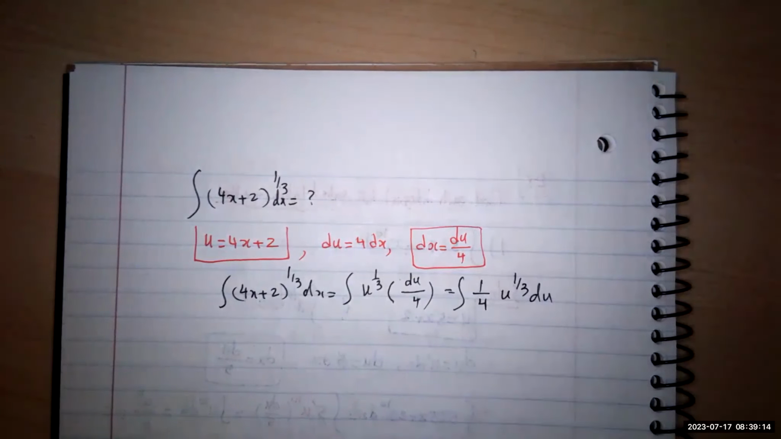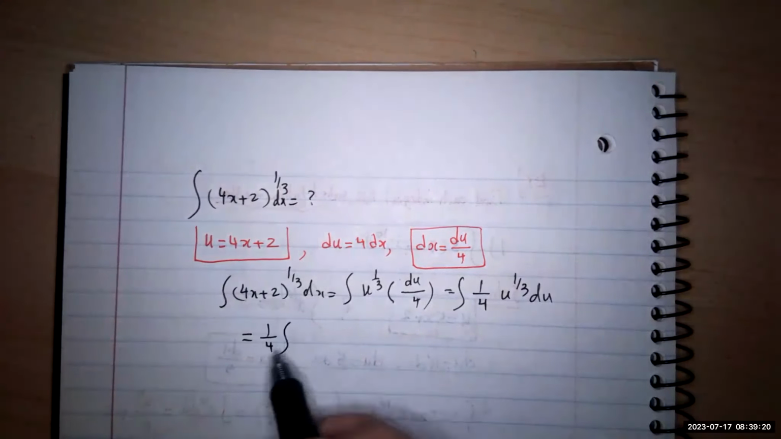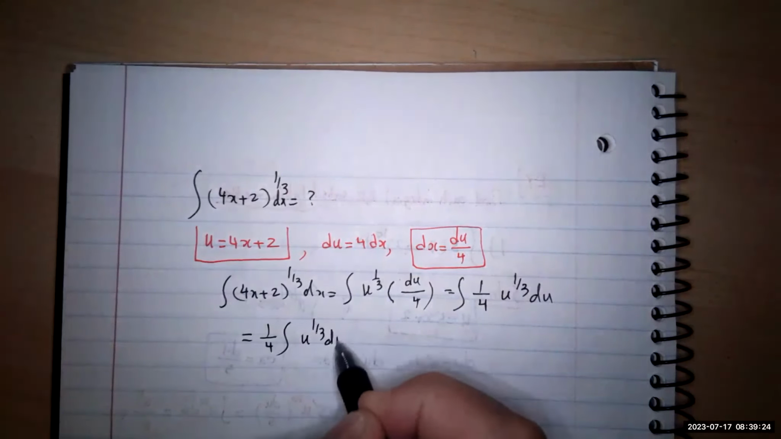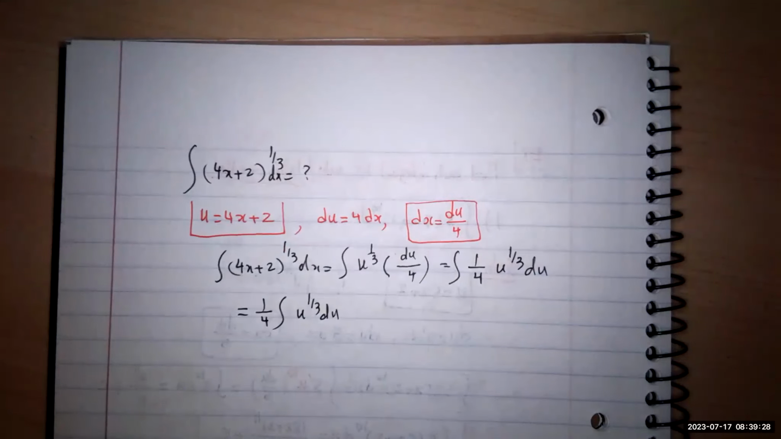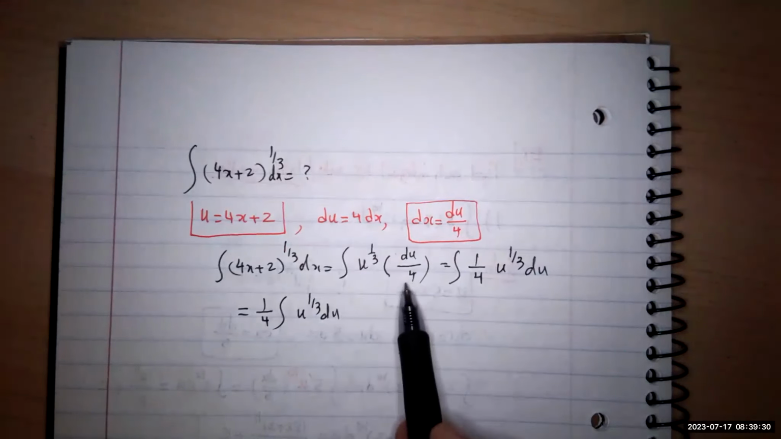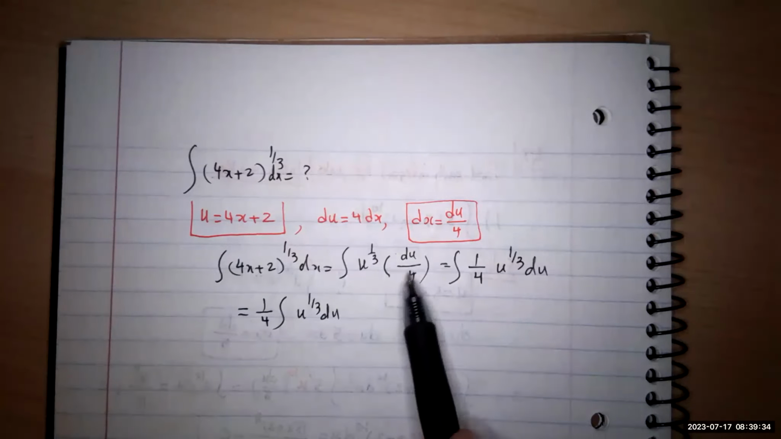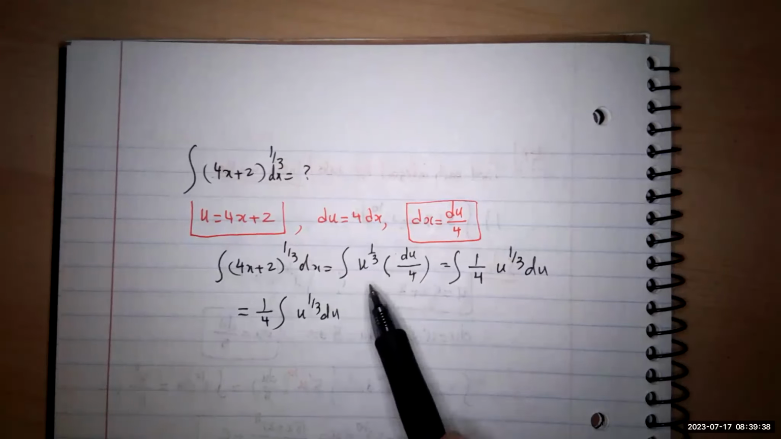So we rewrite it as a quarter, u to the 1/3 du. Remember, your target was u to the 1/3 du. You have a quarter, you pull it out. We got the target. Any question? If they are not going to be simplified, we can put them outside of the integral because they are constant numbers. So a quarter out, and now we have the target, u to the 1/3.